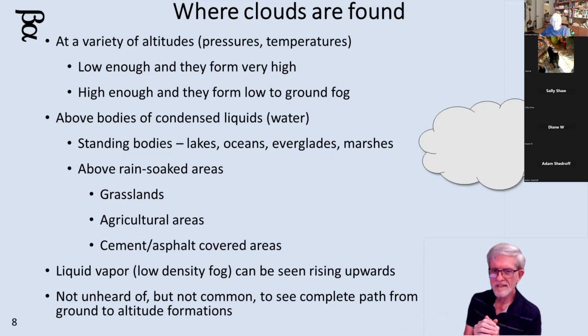But as rain soaks even agricultural areas, large farmland, if there's water on those areas from having watered the agricultural area, that water then gets hit by sunlight. It will evaporate the water and you get clouds over agricultural areas. It's not unheard of, but it's not common to see the complete path of water vapor going from the ground to altitude formations.